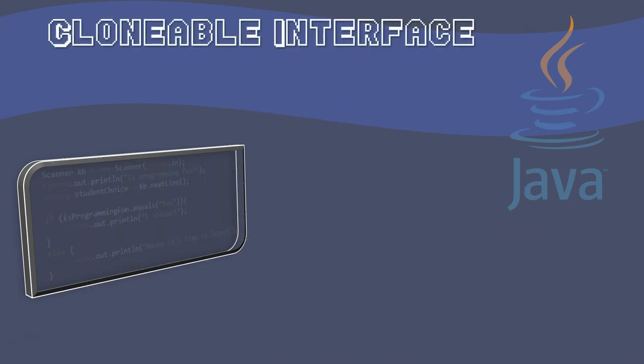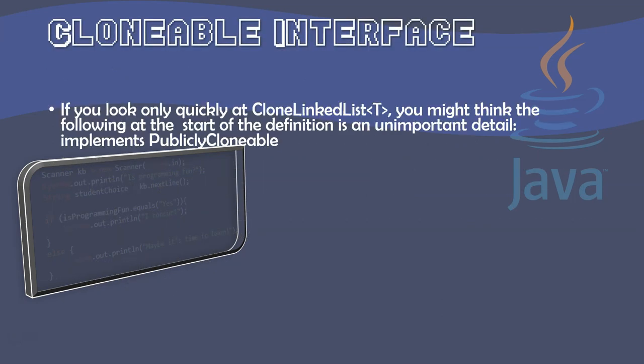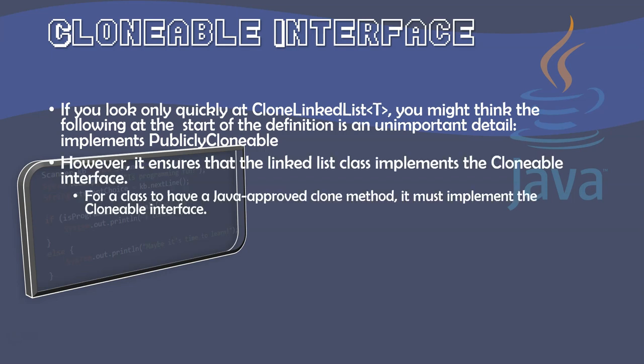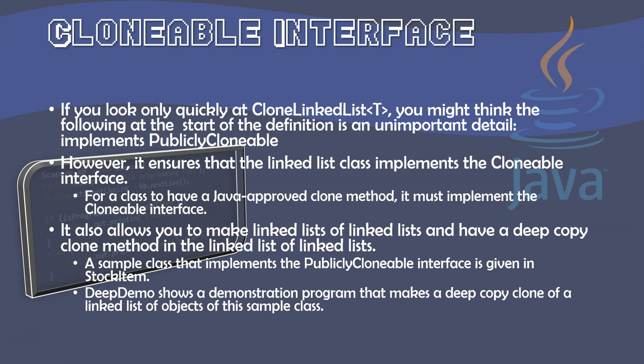So the Cloneable interface is one of the big things that we're using here. And if you look quickly at CloneLinkedList, you might think the following at the start of the definition is relatively important: implements PubliclyCloneable. However, by having that in there, it ensures that the linked list class implements the Cloneable interface. And for a class to have a Java approved clone method, it must implement that interface. It also allows you to make a linked list of linked lists and have a deep copy clone method of the linked list of a linked list.